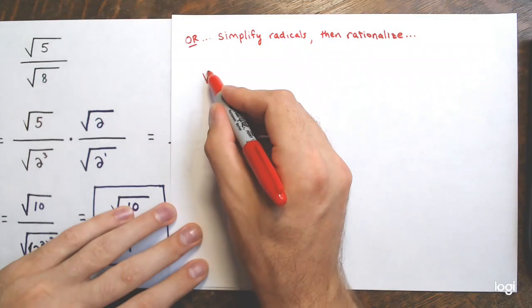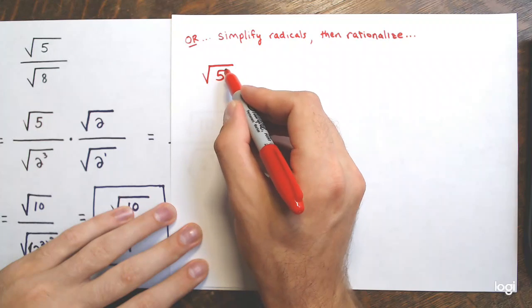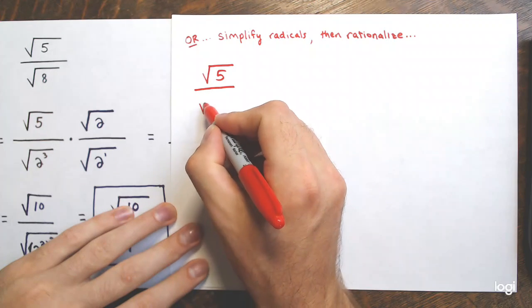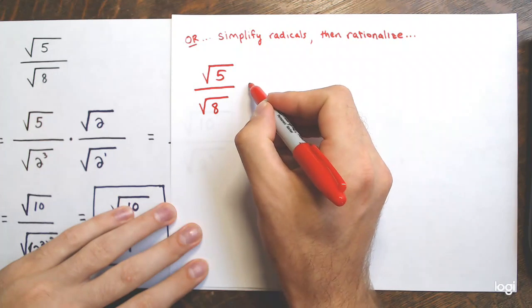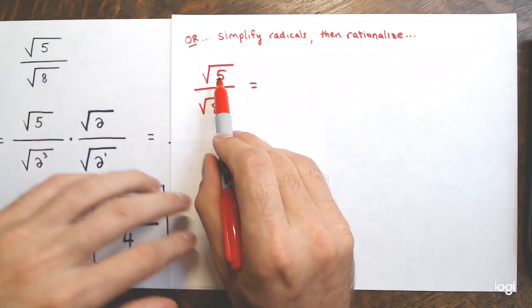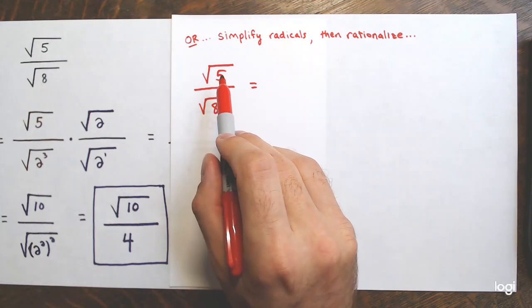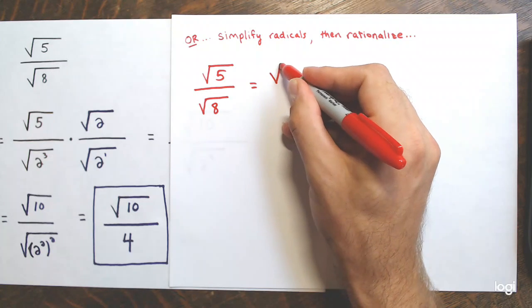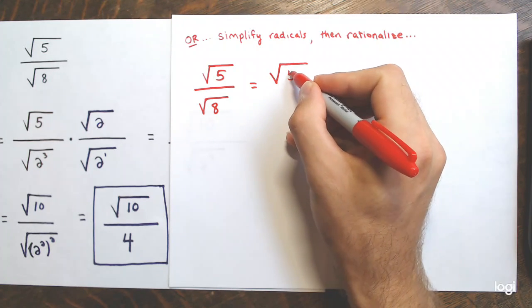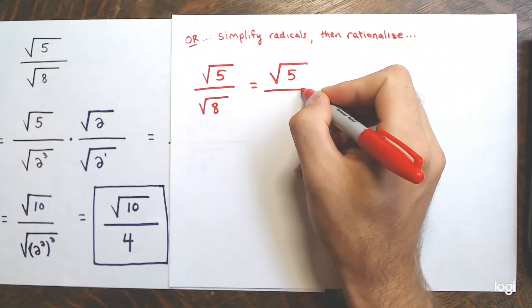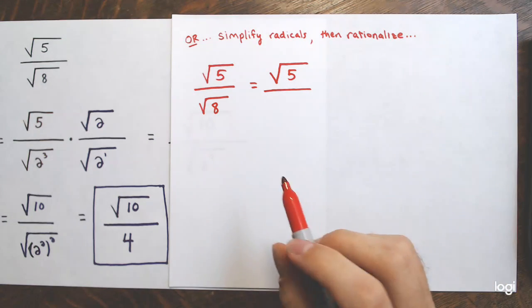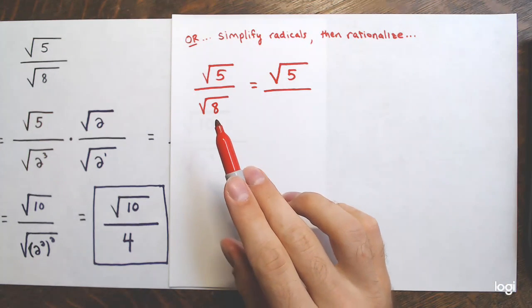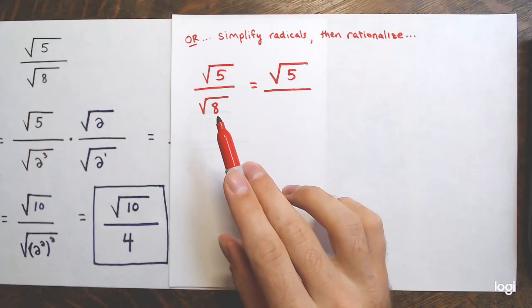So the square root of 5 divided by the square root of 8. The square root of 5, that radical can't be simplified. There's no perfect square other than one that goes into 5, so that'll stay the square root of 5 in the numerator. Then the square root of 8, there is a perfect square that goes into 8, and that would be 4.